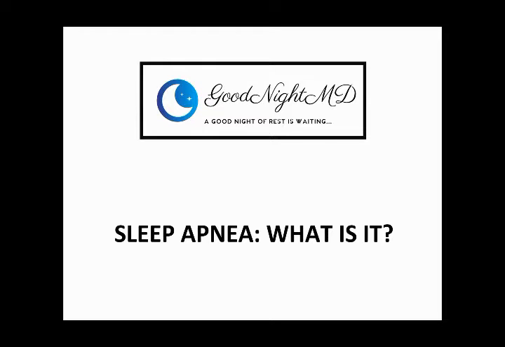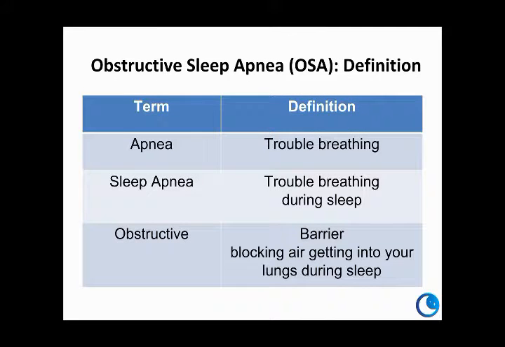Let's start by talking about what sleep apnea is. There are many different kinds of sleep apnea. The kind that we're going to talk about today is the most common type, which is obstructive sleep apnea, or OSA. Apnea just means you have trouble breathing. Sleep apnea means that this occurs while you sleep, because obviously when you're awake you don't even think about breathing.